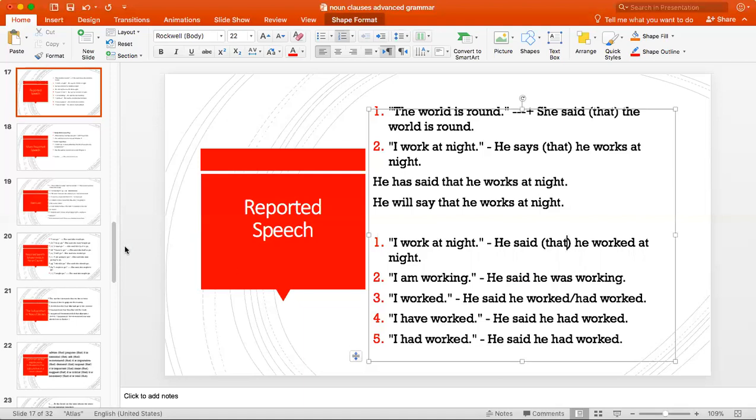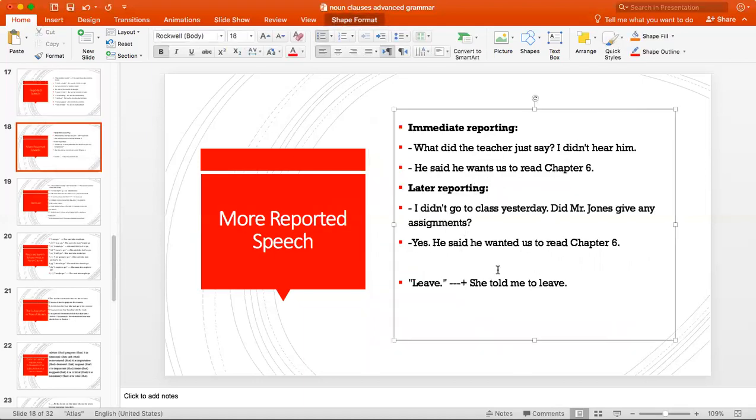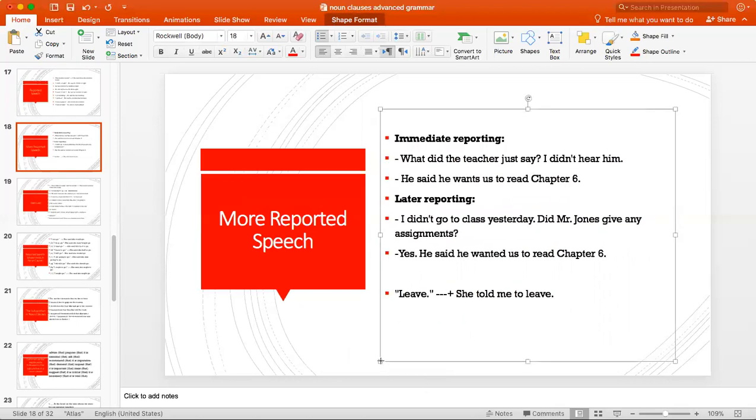He said he had worked because there's no tense to take it up. Now look at this, the difference here between immediate reporting and late reporting. Immediate, like you are in the class, the teacher says something, you don't get it, you look at your friend, you ask her or him, what did he say? So what did the teacher just say? I didn't hear him. He said he wants, because this is immediate, this is now. He wants us to read chapter 6.